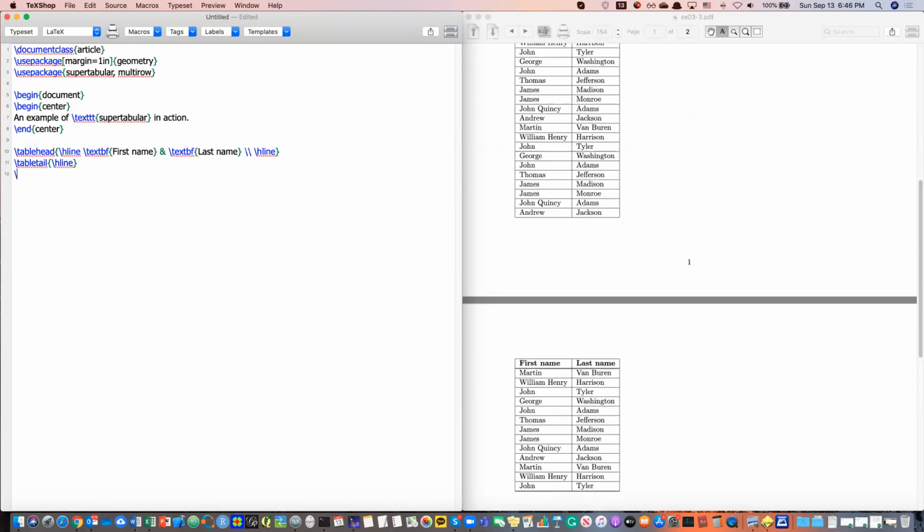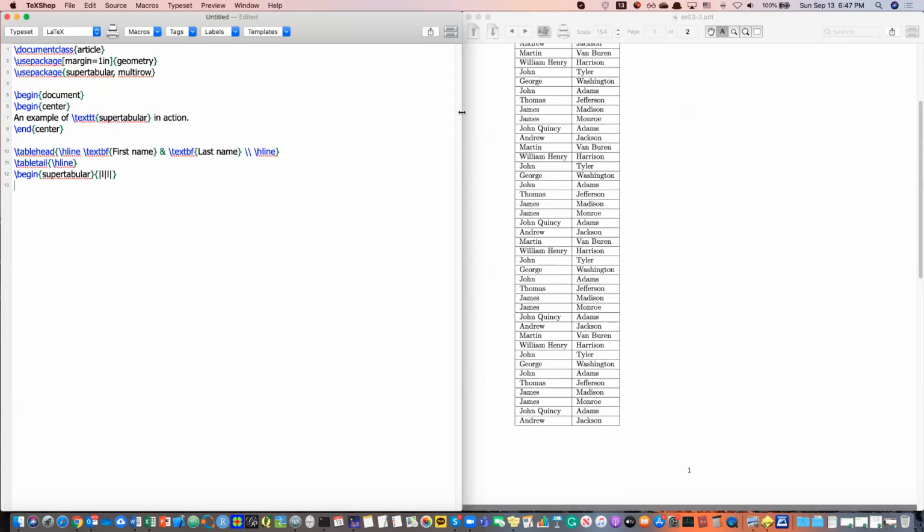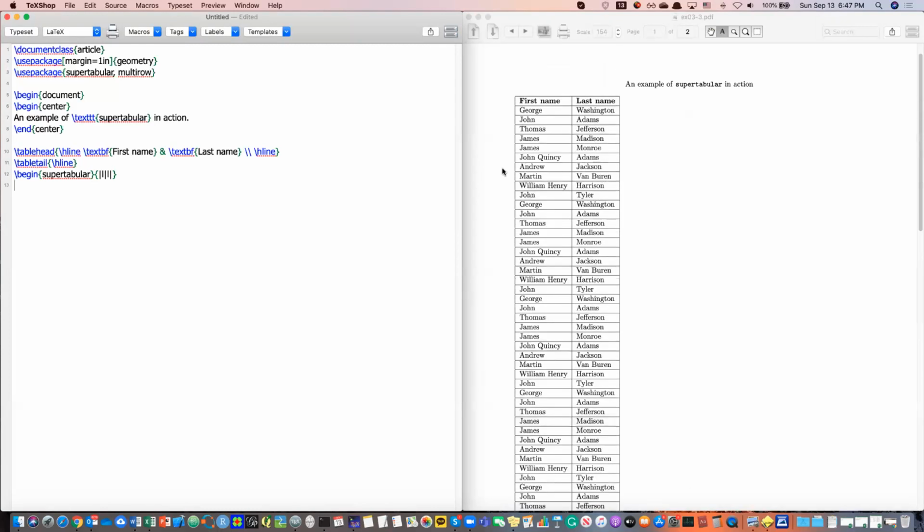Now we begin with the supertabular environment. So supertabular, okay, the vertical line, and then L, vertical line, L, vertical line and this. Okay, and then we type each row. Okay, but let me just copy it.